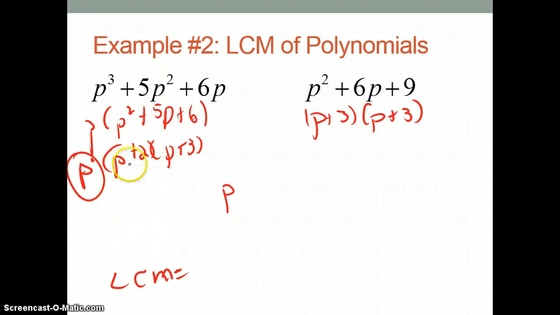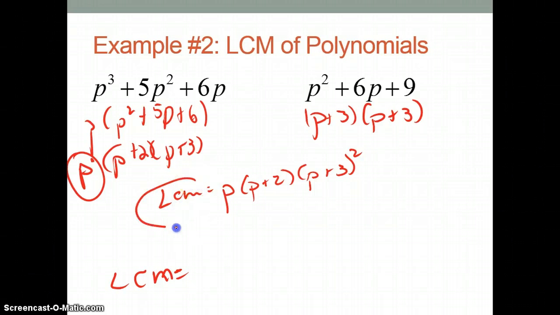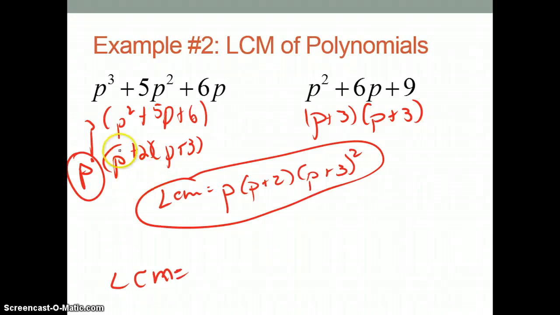one time. Now we have p plus 2. P plus 2 occurs over here. It doesn't over here. We still include it because we're looking for the maximum number of times. And then p plus 3 actually occurs twice here. So we have p plus 3 and it's squared. This is our LCM. So we factored everything. We found out the maximum number of times each factor occurred, and that's what we write down, and they're all multiplied together. That's how we find the LCM.